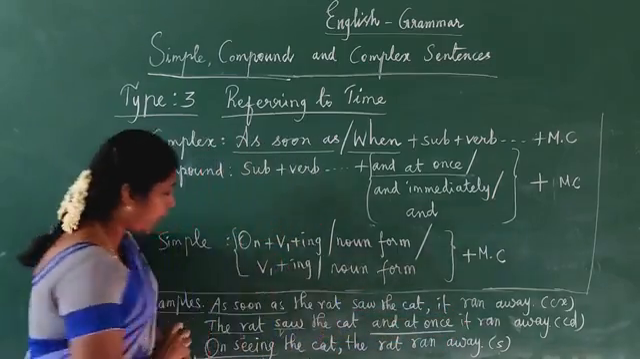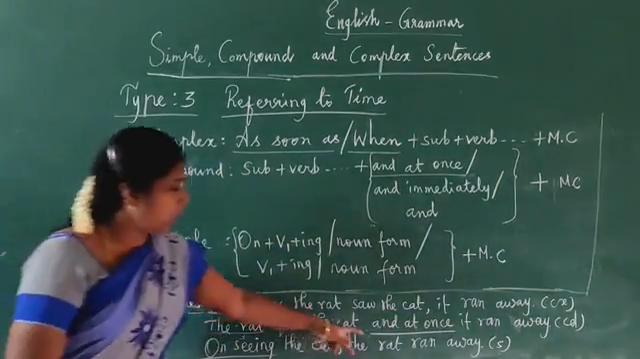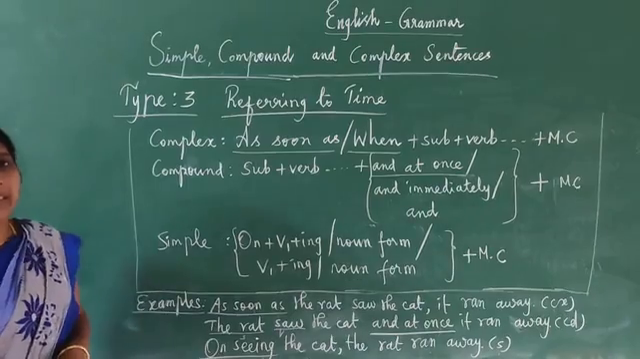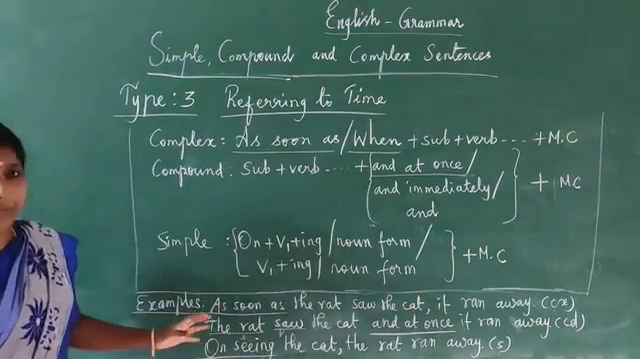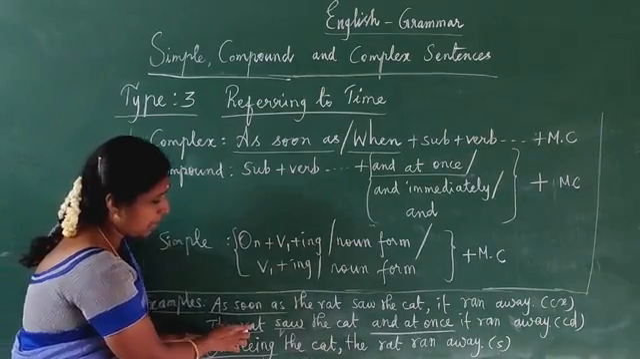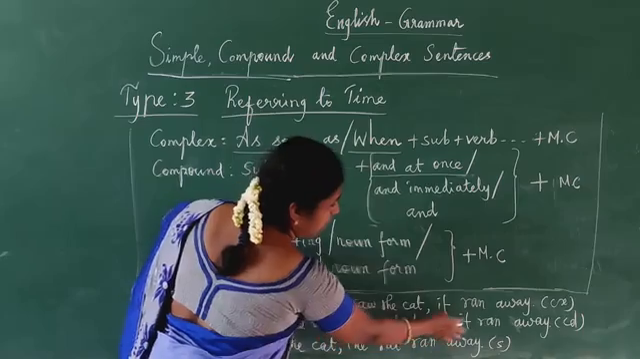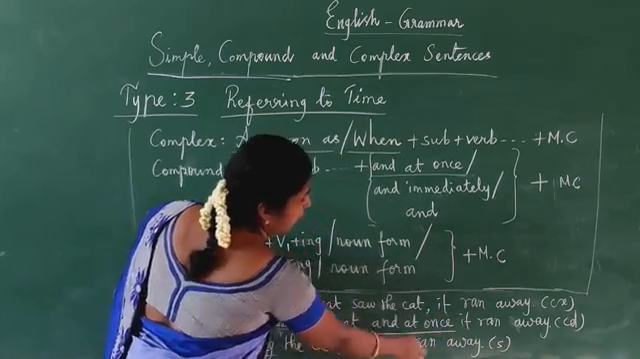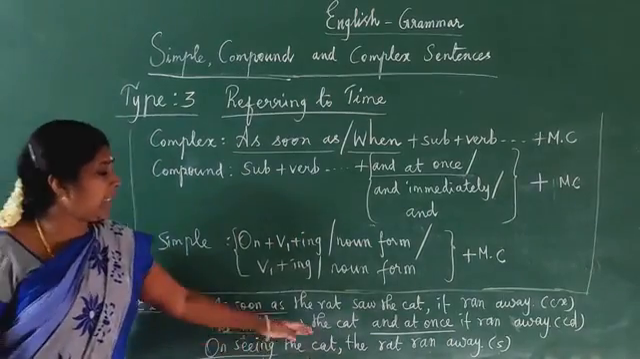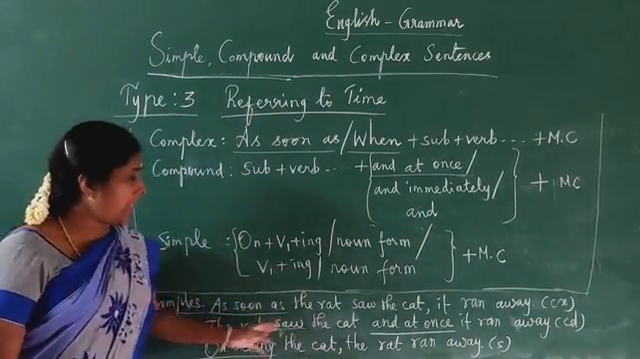It refers to what? The rat. So write the subject here. The rat ran away. This is a simple sentence. You have to keep this in mind: while changing into simple, we have to bring the subject here, so instead of the pronoun, we write the subject itself. So, on seeing the cat, the rat ran away.